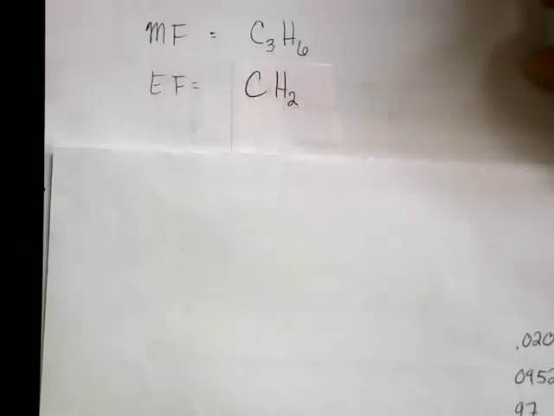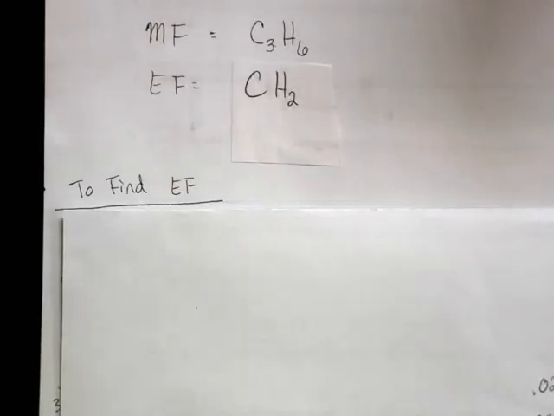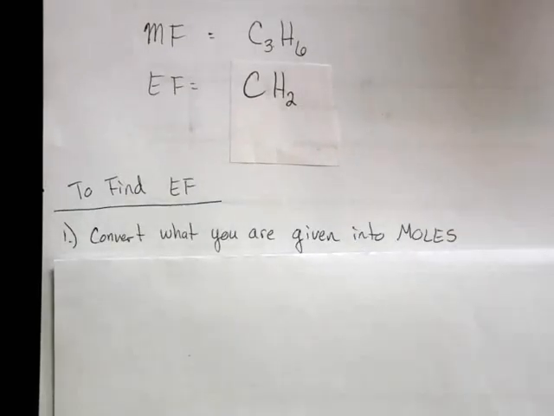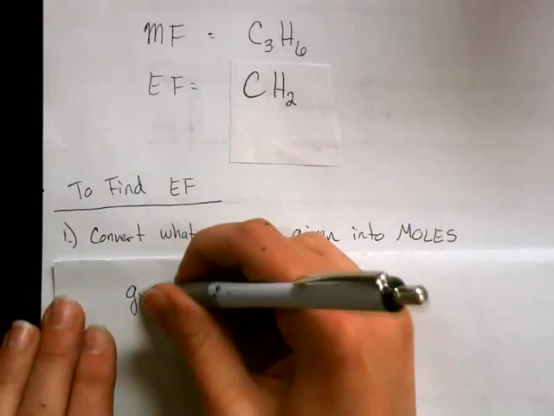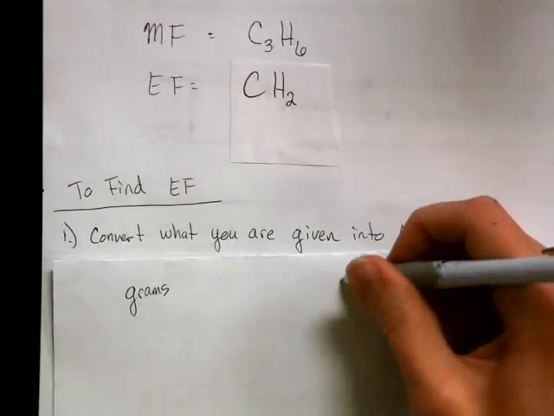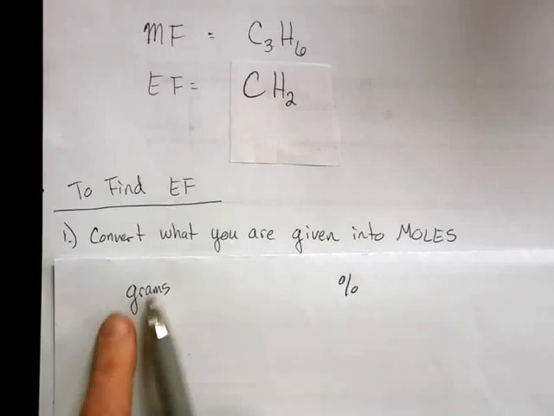Now, if I want to figure out how to calculate empirical formulas, let's start with empirical. These are the steps I'm going to follow, and I'm going to give you the steps all at once first, and then we'll break them down and see the example. So your first step, convert whatever you're given into moles. It could either give you grams, in which case we can take our grams into moles using our fence posts, or it might give you a percent of your substance.